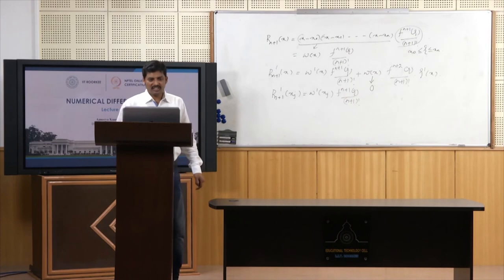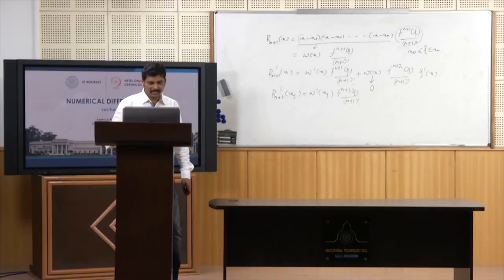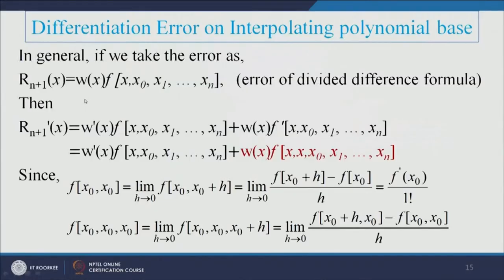So, if you consider this one in divided difference form: if you see this Newton's divided difference error derivation from our earlier lectures, you can find that the R_{n+1}(x) term can be written as omega(x) into f[x, x_0, x_1 to x_n]. So obviously, R_{n+1}'(x) can be written as omega'(x) into this first product term plus omega(x) into the derivative of the second product term. And we can write this as omega'(x) f[x, x_0 to x_n] plus omega(x). Since we are considering the derivative of f[x, x_0, x_1 to x_n], one more x can be involved inside the arguments.